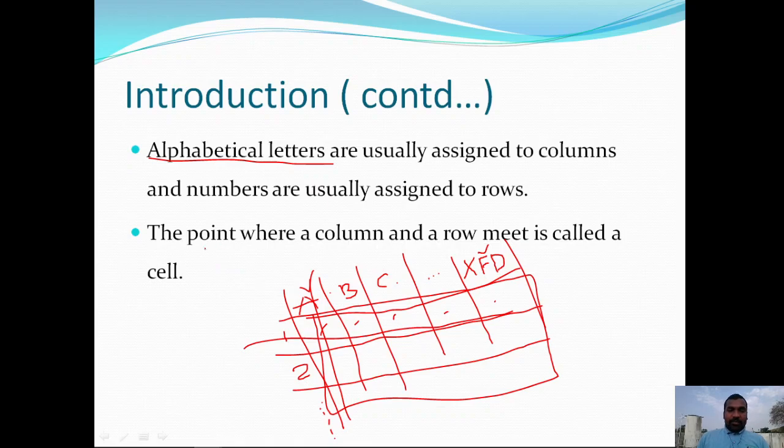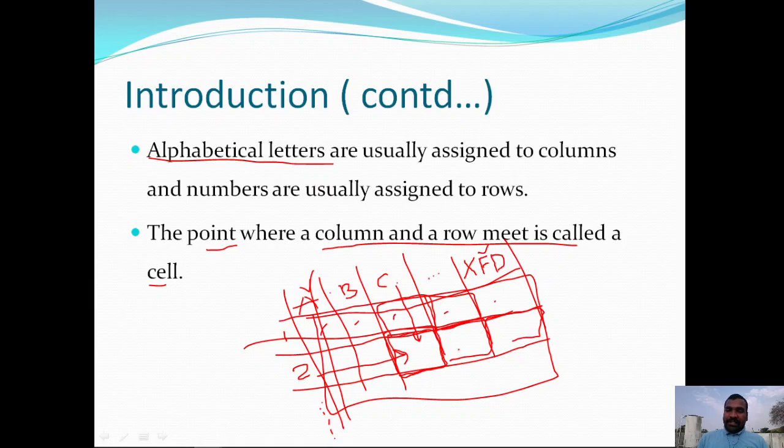Here, the point where a column and a row meet is called a cell. So let us look at this. This is a cell. This is one cell. How? This C column and second row are both meeting here, so this forms a cell. This is also a cell. All these are cells, right?